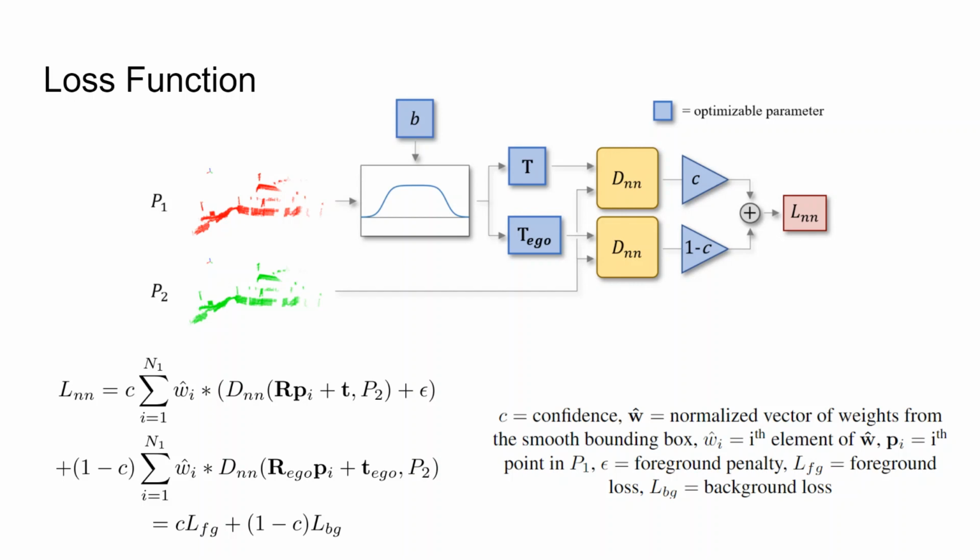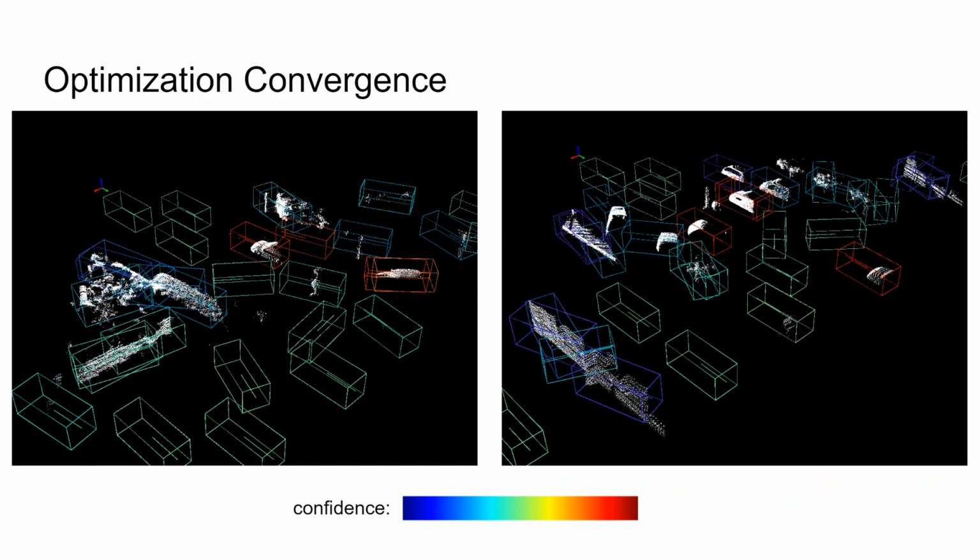Lastly, we weigh the two nearest neighbor distances by c and 1 minus c and compute the sum, where c is the confidence parameter for the box. If the nearest neighbor distance is smaller when using the ego transform, then the points in the box likely belong to the background and the confidence will tend to 0 to minimize the loss. On the other hand, if the nearest neighbor distance is smaller with the box's transform, then the points are probably part of a moving object and the confidence will tend to 1.